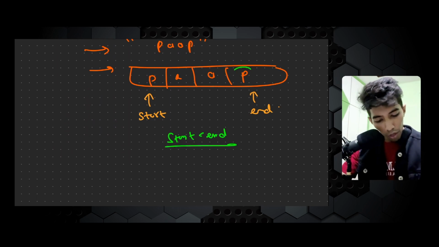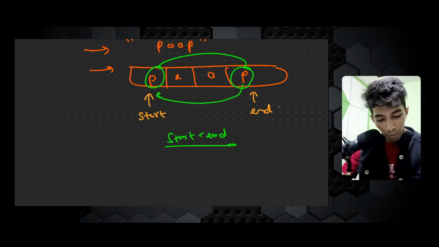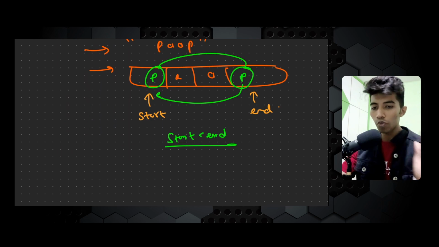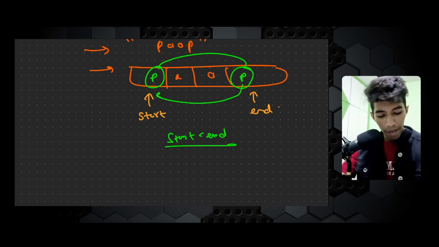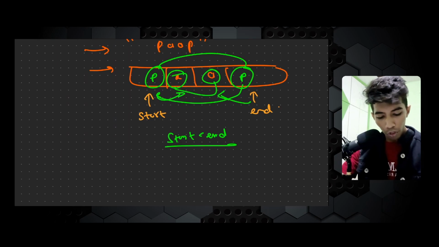we will just swap the values. What it means, like this value will come over here and this value will come over here. So this value will be P from here and this value will be P from here. Like this we will swap, and after swapping we will be incrementing start and end will be decremented here and start will be here. Again we will swap.